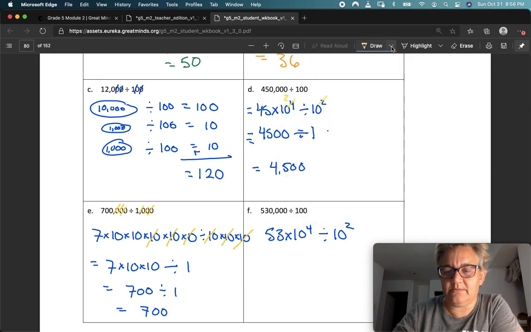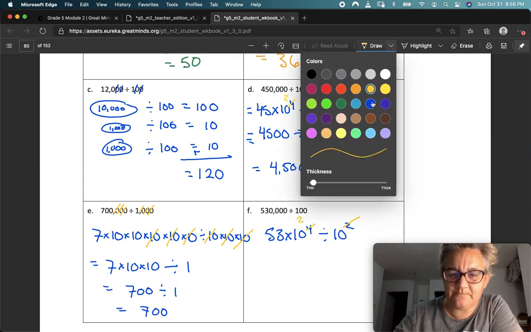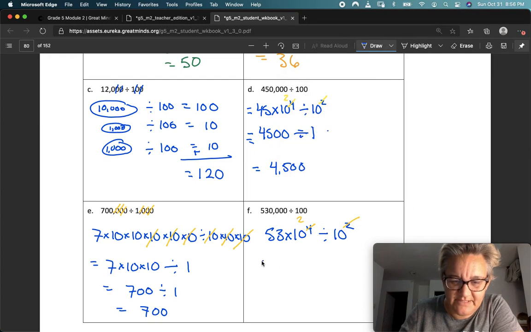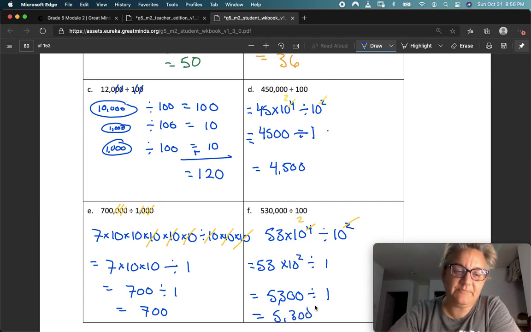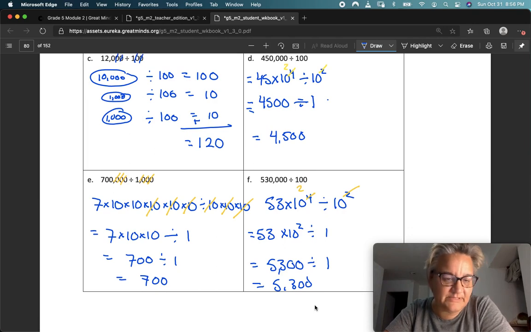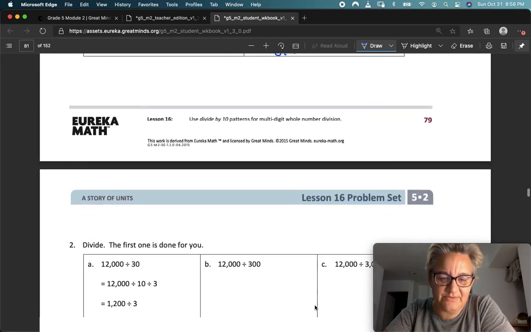Okay, which we can take this out completely and turn that into a 2, because whatever we do to the left, we have to do to the right. And that's going to leave here 53 times 10 squared divided by 1, which equals 5,300 divided by 1 equals 5,300. Okay, this should be pretty easy for you. These numbers are really easy. We're dividing by 1, basically. Just got to count those zeros.